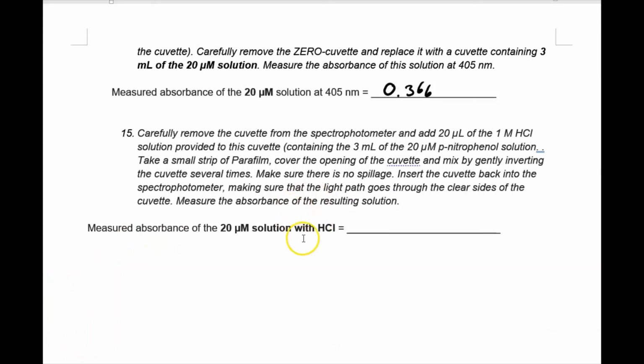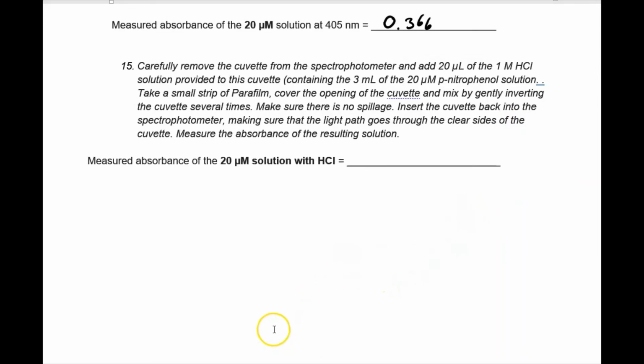Now in this step here, we want to add hydrochloric acid, 20 microliter of a 1 molar hydrochloric acid to our solution that we have in the cuvette, to the paranitrophenol in the cuvette. And what you probably will see, or what you should see, is that the absorbance really goes down quite dramatically, from 0.366 to almost 0.